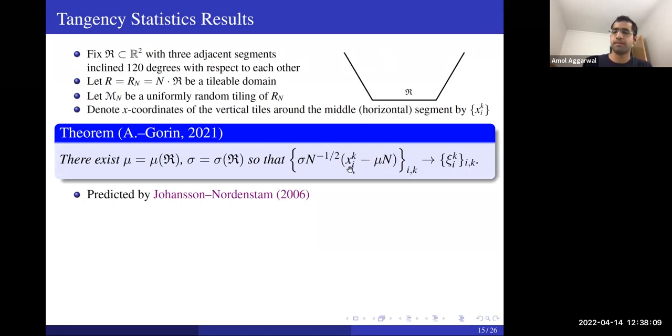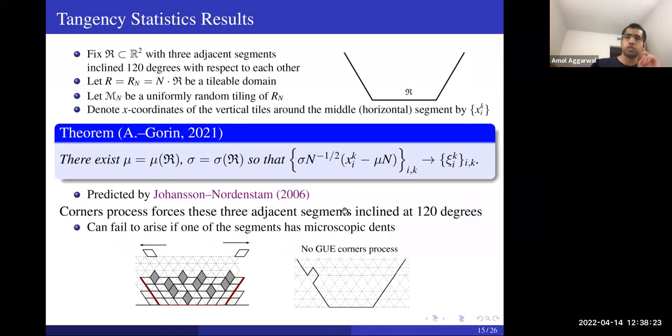So if I subtract off mu n from these x_i^k and I scale down by n to the 1/2, then they converge to some xi_i^k which are given by the GUE Corners process. So this is predicted by Johansson and Nordenstam in 2006, and I should say that it's false if I drop this. So here, the domain was almost general, except I imposed that I have these 3 segments inclined at 120-degree angles with respect to each other. And I should say that the theorem can fail if you drop that assumption.